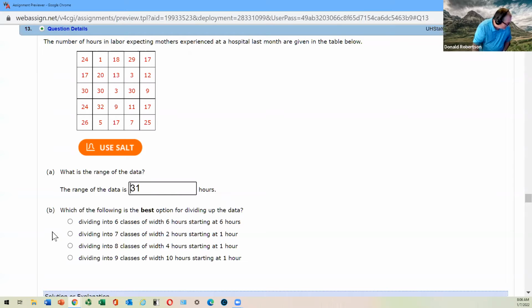Now, here's the next question. Which of the following is the best option for dividing the data? If you took that data and wanted to make a histogram, you wouldn't do how many had 1 hour, how many had 2, how many had 30, how many 31, 32. Wouldn't you have one this wide and the rectangles would be zeros and ones and maybe a couple of twos? So what you would do is you'd group the data.